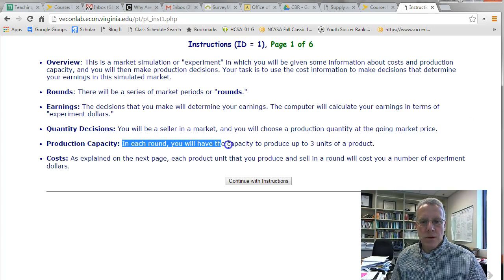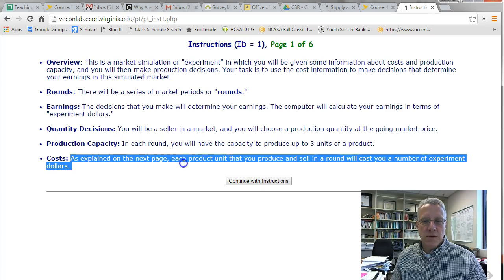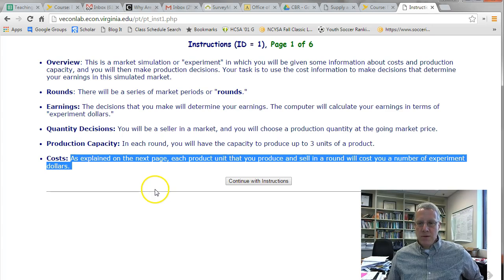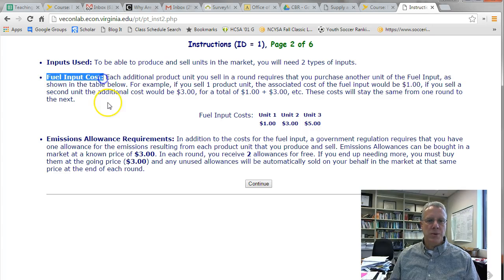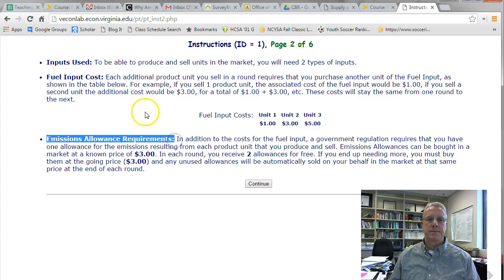In each round, you will have the capacity to produce up to 3 units of a product. And as explained on the next page, each product unit that you produce and sell in a round will cost you a number of experimental dollars. Inputs used. To be able to produce and sell units in the market, you'll need 2 types of inputs. Okay, there is a fuel input cost and an emissions allowance requirement.